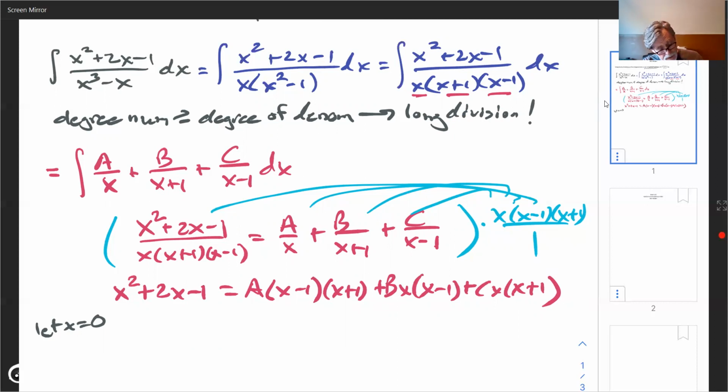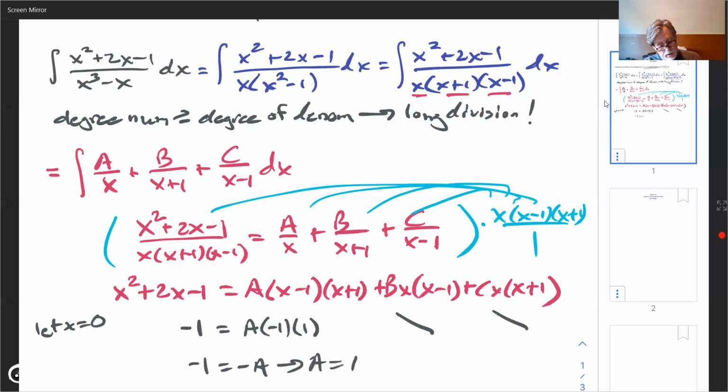Okay, so if I plug in 0, on the left-hand side I get -1 because x is 0. On the right-hand side, I get a times x is 0, -1, times x is 0 times 1. And look what happens. This goes to 0, this goes to 0 when x is 0. So what do we have here? We have minus a is equal to minus 1, and it tells us that a is equal to 1. We found one of our numerators.